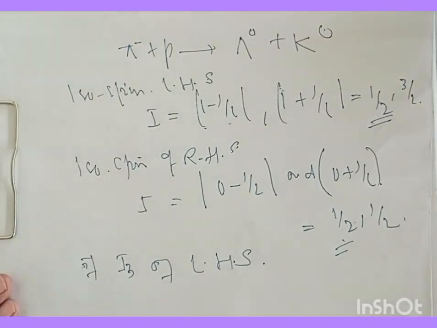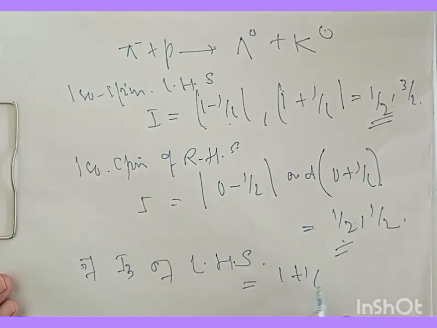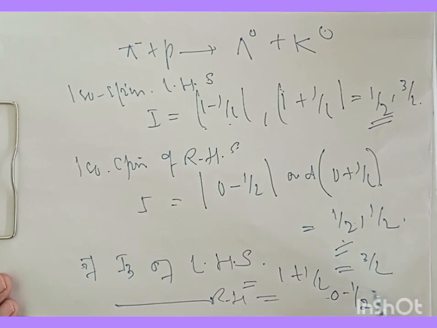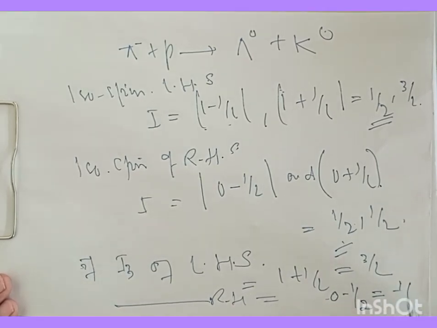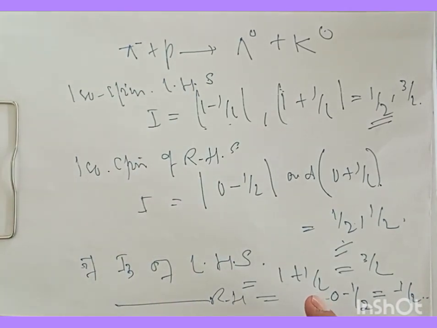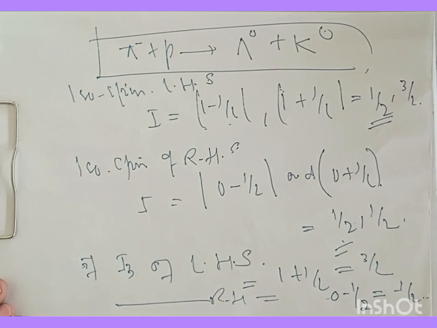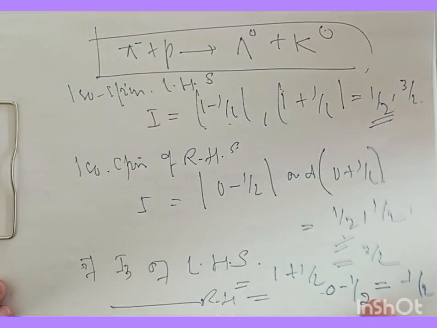if I choose I3 of left hand side, so what am I going to get? Certainly I'll have 1 plus 1 by 2, that's going to give me 3 by 2. And I3 for the right hand side, what will it be for RHS? That will be 0 minus 1 by 2 equals minus 1 by 2. So what we see here is that the given reaction cannot take place via electromagnetic interaction, because when we added I3 to both left-hand side and right-hand side, the two values are different. So this reaction cannot take place through electromagnetic interaction. Yes, definitely this reaction is going to take place through strong interaction.